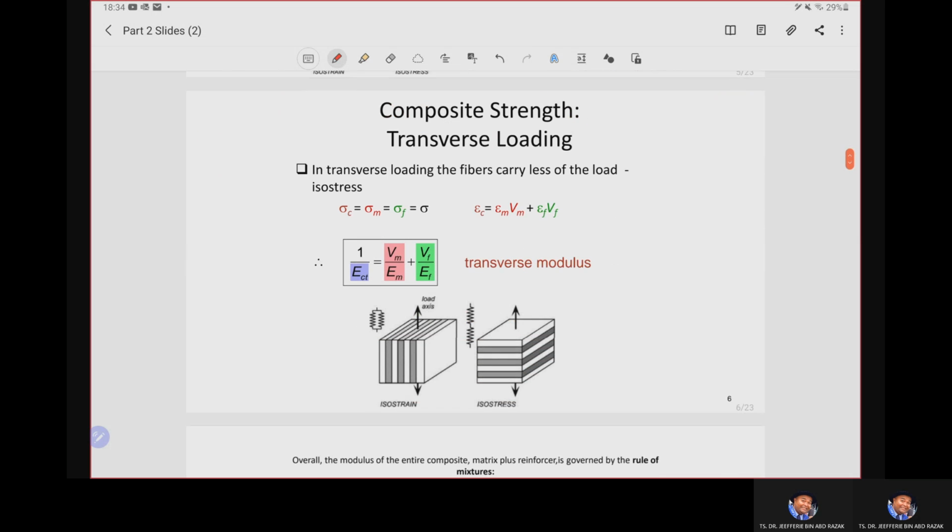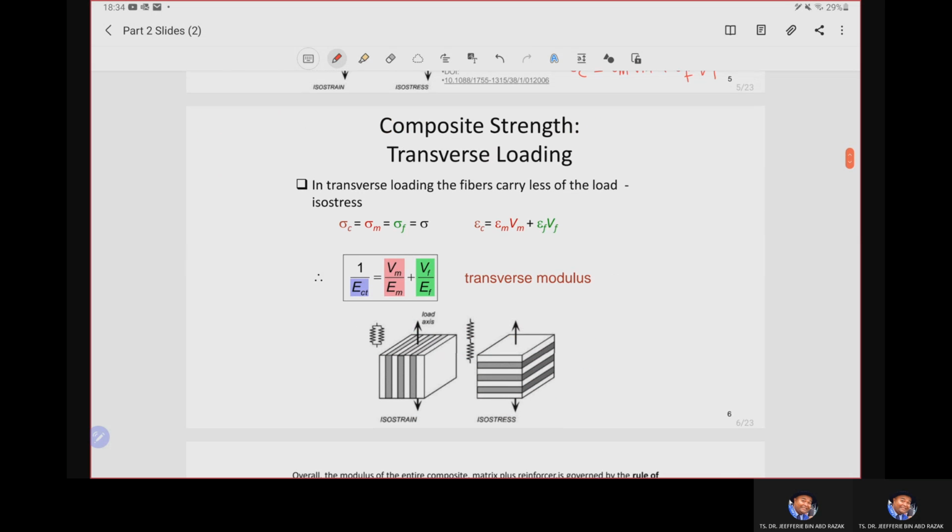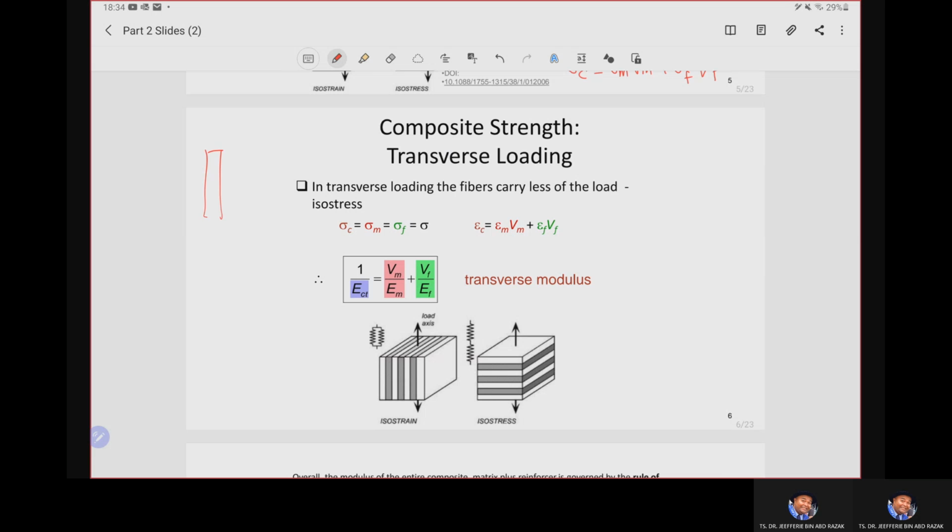All right. So next, we move on to another possible extreme direction. Just now we talked about the longitudinal direction, whereby the deformation happens in the form of isostrain. Now we move forward to the transverse direction, when the load is applied perpendicular, at a 90-degree angle to the direction of fiber alignment, as you can see here. This is the isostress condition.